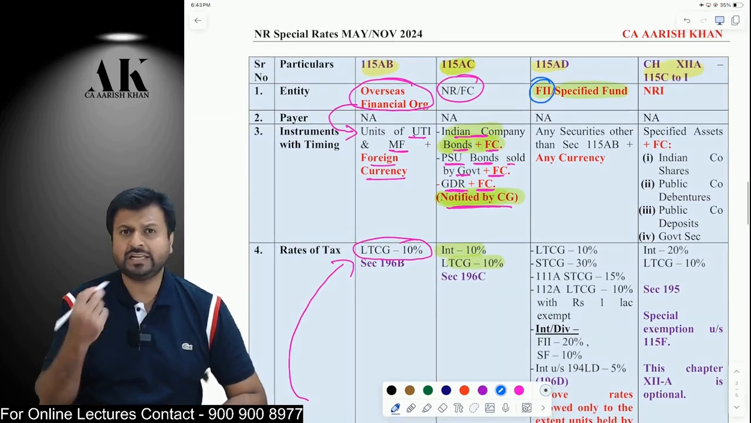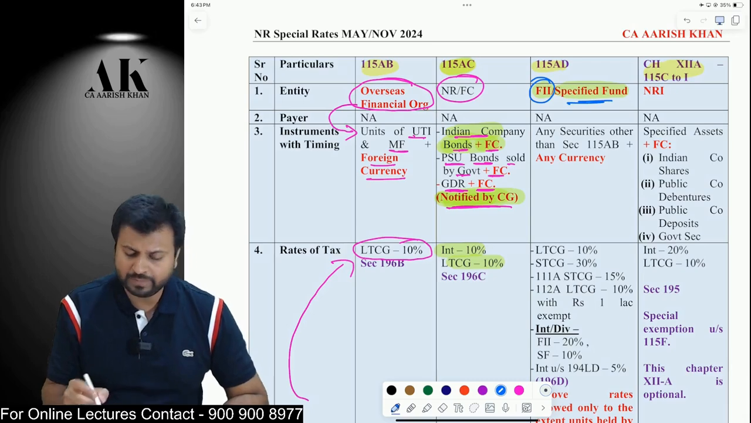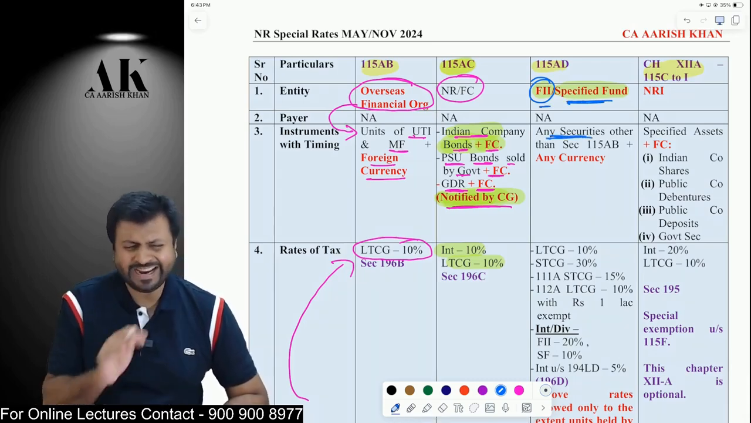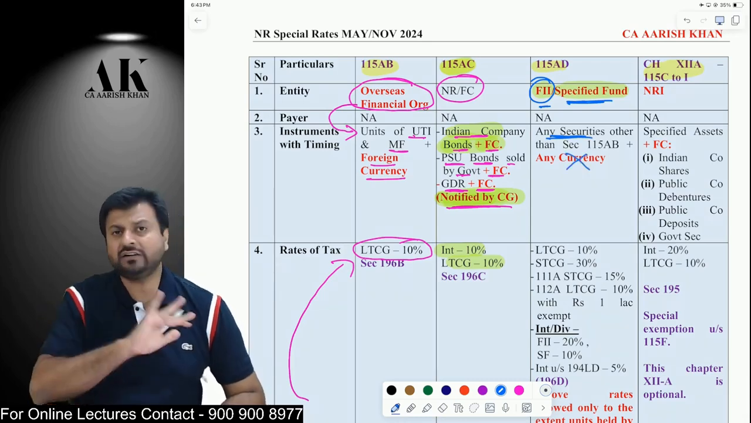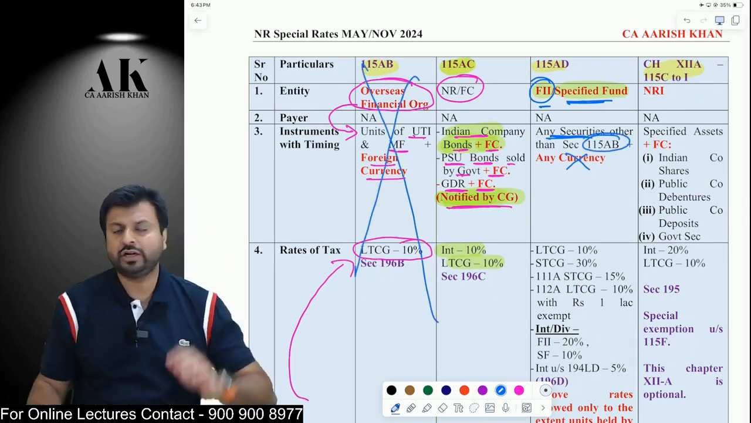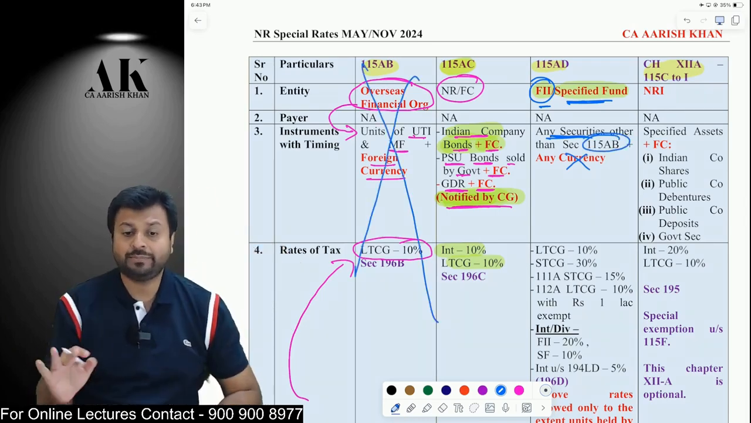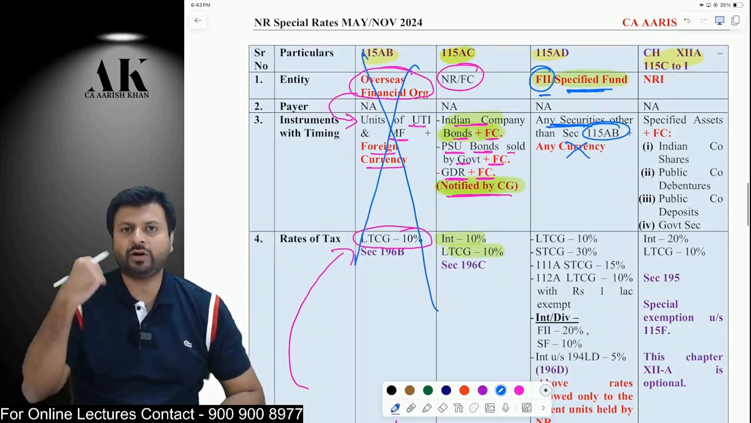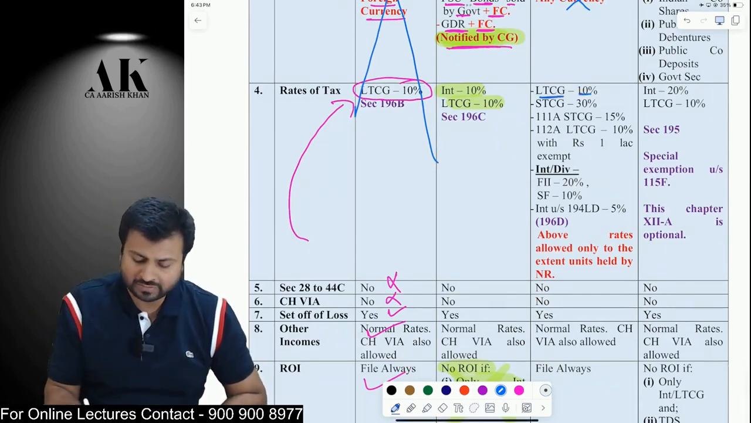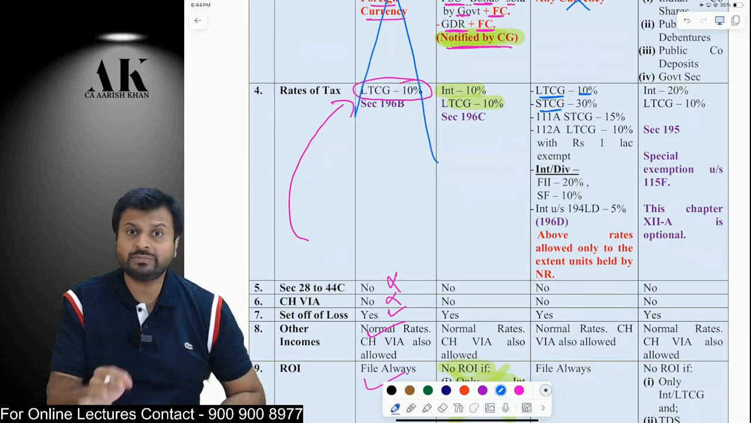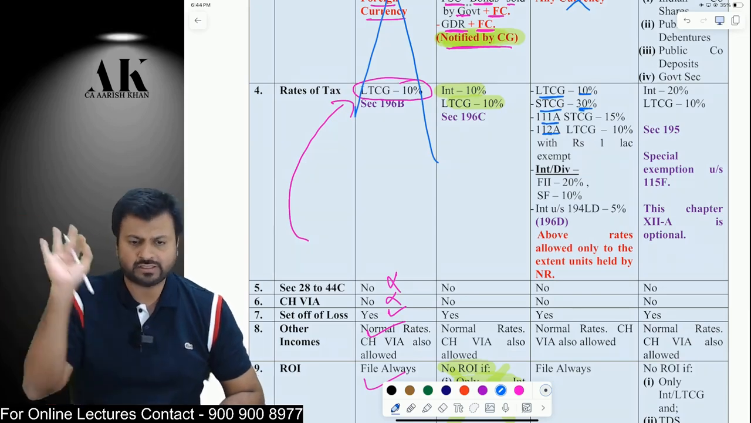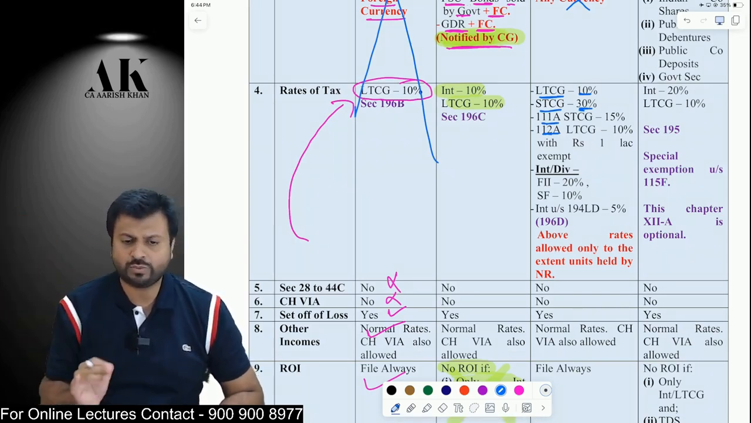But in 115AD, there is one more person, that is the specified fund. There are two people over here. What are these people buying? FIIs and specified funds are buying any kind of securities in any kind of currency. No foreign currency is required, other than 115AB. Apart from this, units of UTI and units of mutual funds, they might buy anything. And whatever they buy and sell, if there are long-term capital gains, normal long-term capital gains will be charged at 10%, normal short-term capital gains will be charged at 30%, and 111A and 112A will be charged the way they are charged, 15% and 10% subject to 1 lakh exemption.